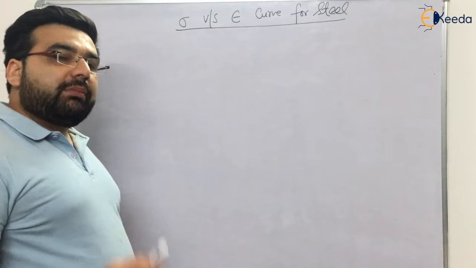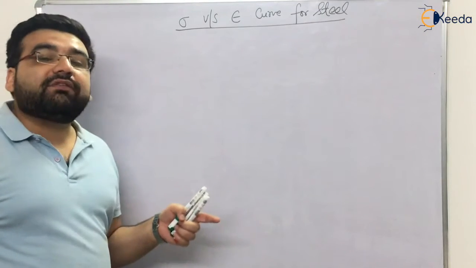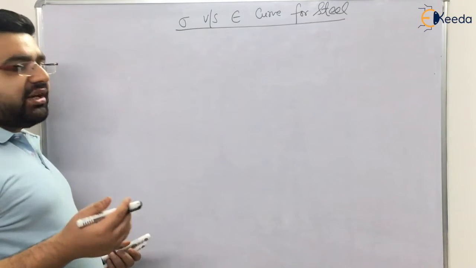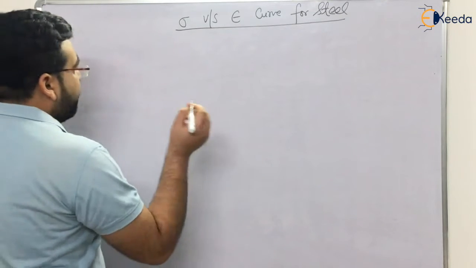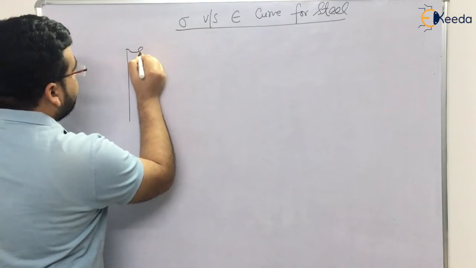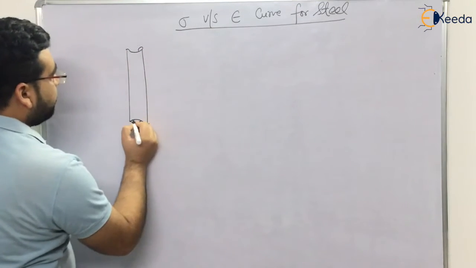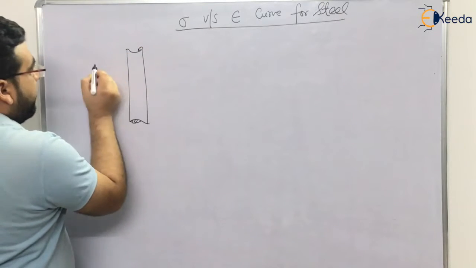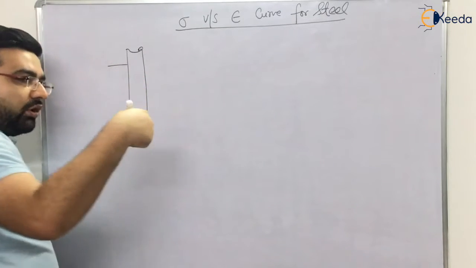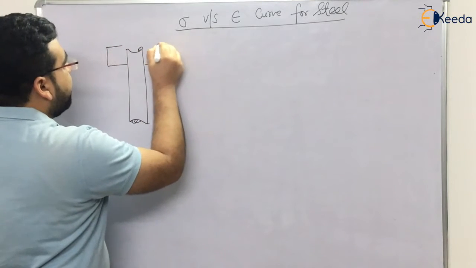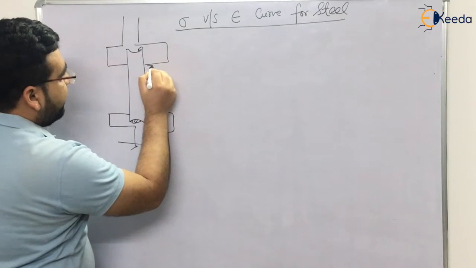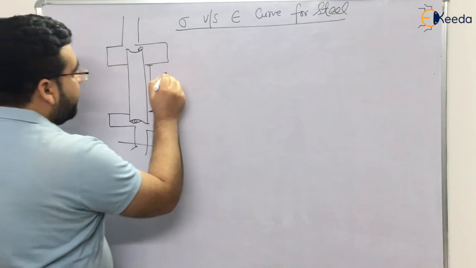I have already explained to you the stress strain curve for concrete, but now let us see the stress strain curve for steel. So first of all, how is the stress strain curve drawn? You must have done this experiment in your college also: there is a steel bar, and it is held between the jaws of the universal testing machine, and this length is known as the gauge length, right?